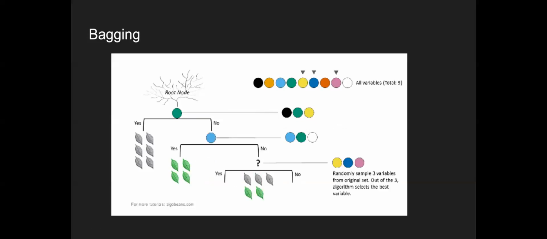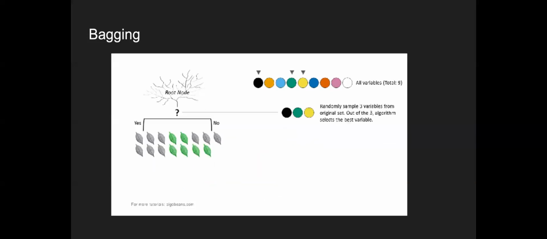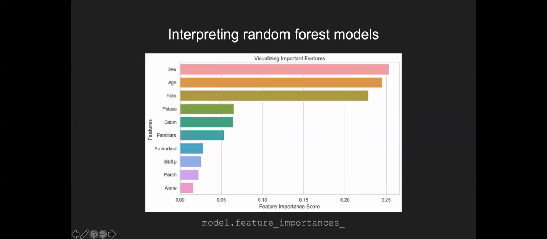So random forest is a flexible, easy to use machine learning algorithm that produces, even without hyperparameter tuning, a great result most of the time.